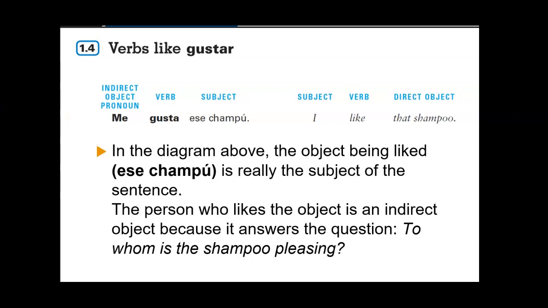Okay, now since we were a little bit interrupted, let's get back to it. So the person who likes the object is an indirect object because it answers a question, to whom is a shampoo pleasing? Okay, so in this case, remember that the thing that we like, or you'll learn different verbs, the thing that bores us, that's the actual subject, not the indirect object pronoun. Okay?